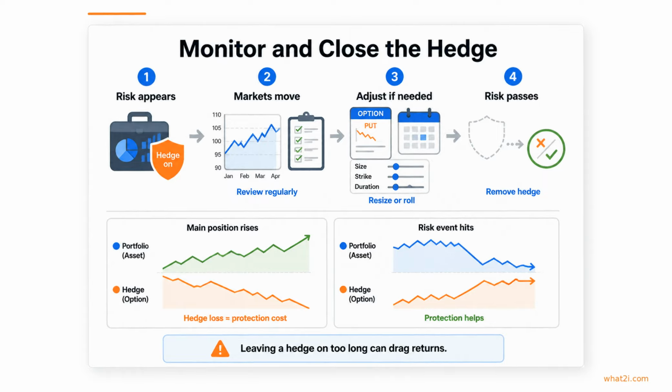It is also important to expect that the hedge may lose money when the main position rises, because that is often the normal cost of protection. When the specific risk passes, the hedge should usually be closed rather than left in place indefinitely. Keeping protection on too long can quietly become a drag on returns.